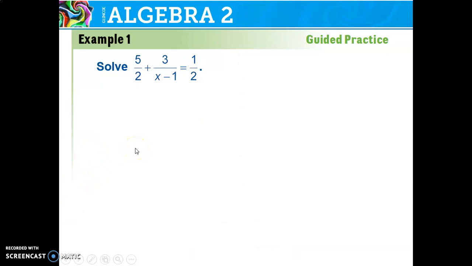Okay, here's one for you to try, very similar. Try to multiply by a least common denominator and simplify. Least common denominator is 2 times x minus 1, leaving us with a result of x equals -1/2.